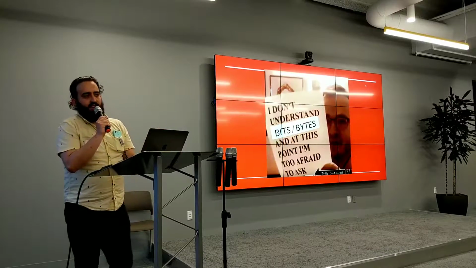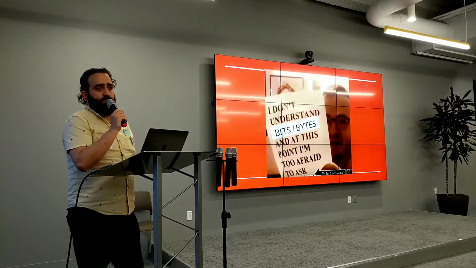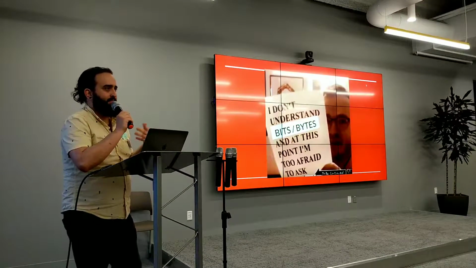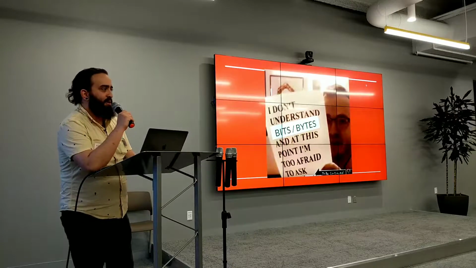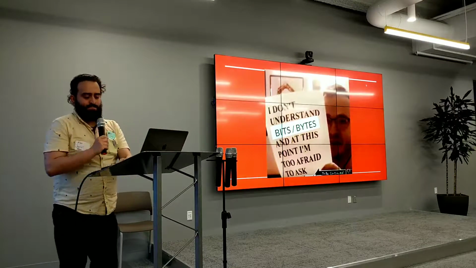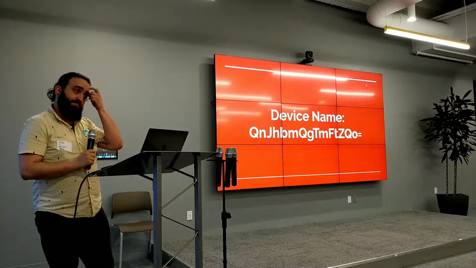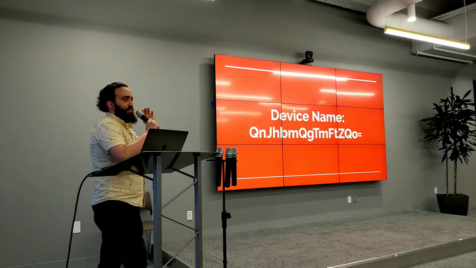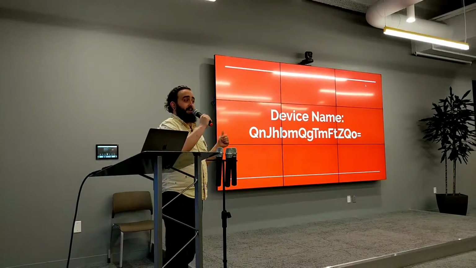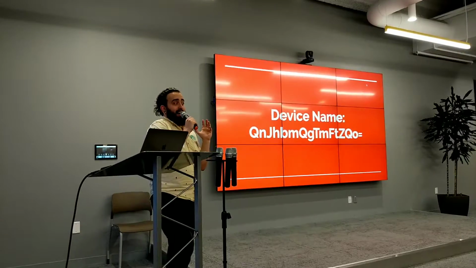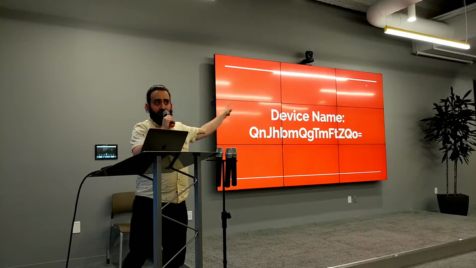The level that I'm used to programming at, bits and bytes don't really exist, right? I'm dealing with variables. I'm dealing with frameworks. I'm not really dealing with the insides. So when we finally broke through and made contact with the device and I asked it what its name was and it gave me this, I legitimately didn't know what to do with it. Does anyone know what to do with this?